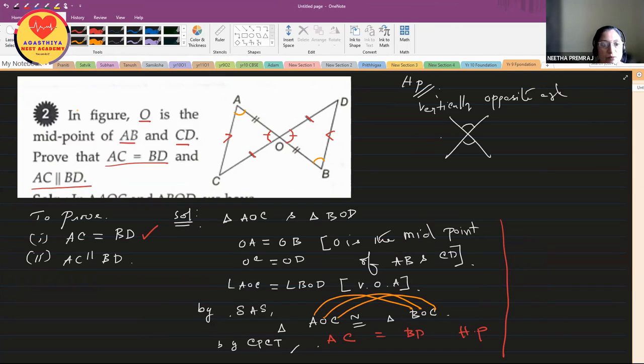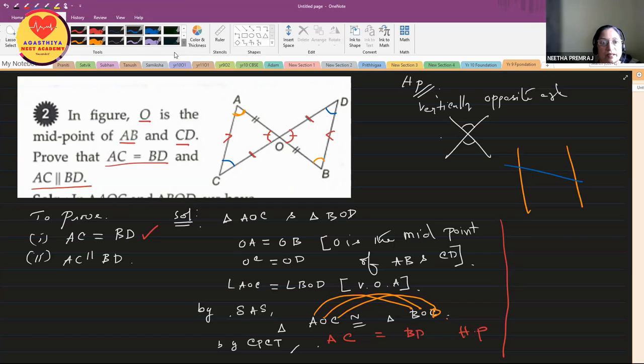See, this is D. I'm sorry, I made a mistake. This is D, isn't it? So this angle must be equal to this angle. Now see the figure and tell me if these two angles are equal. These two are lines, and this is a line.